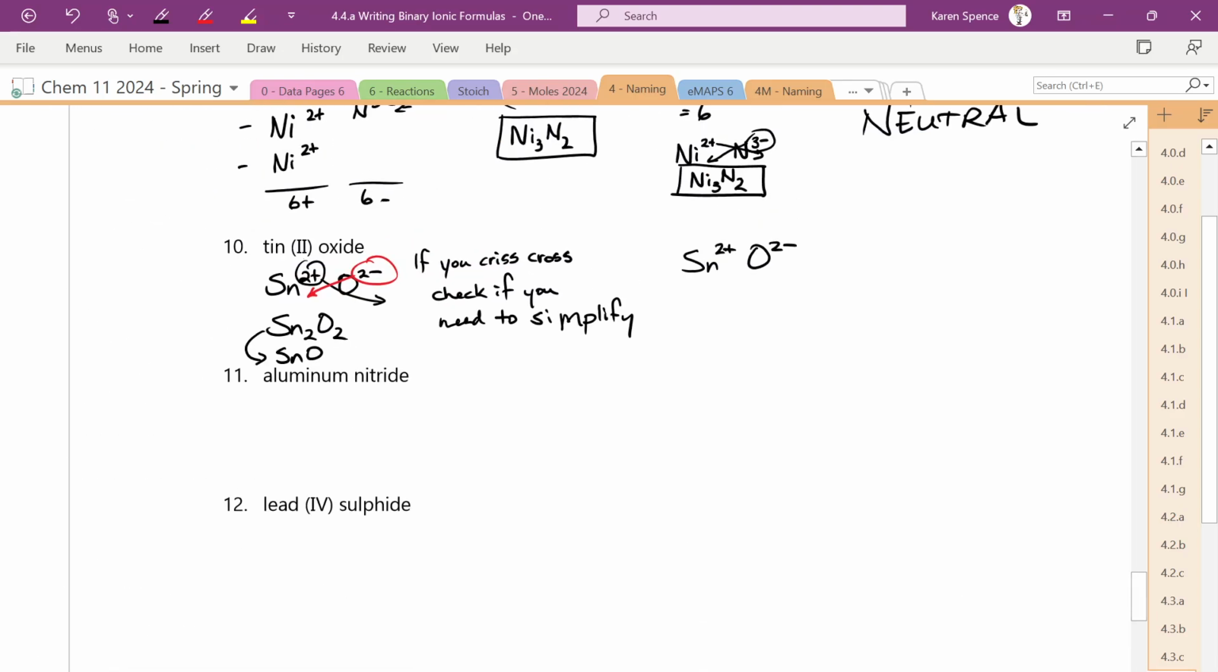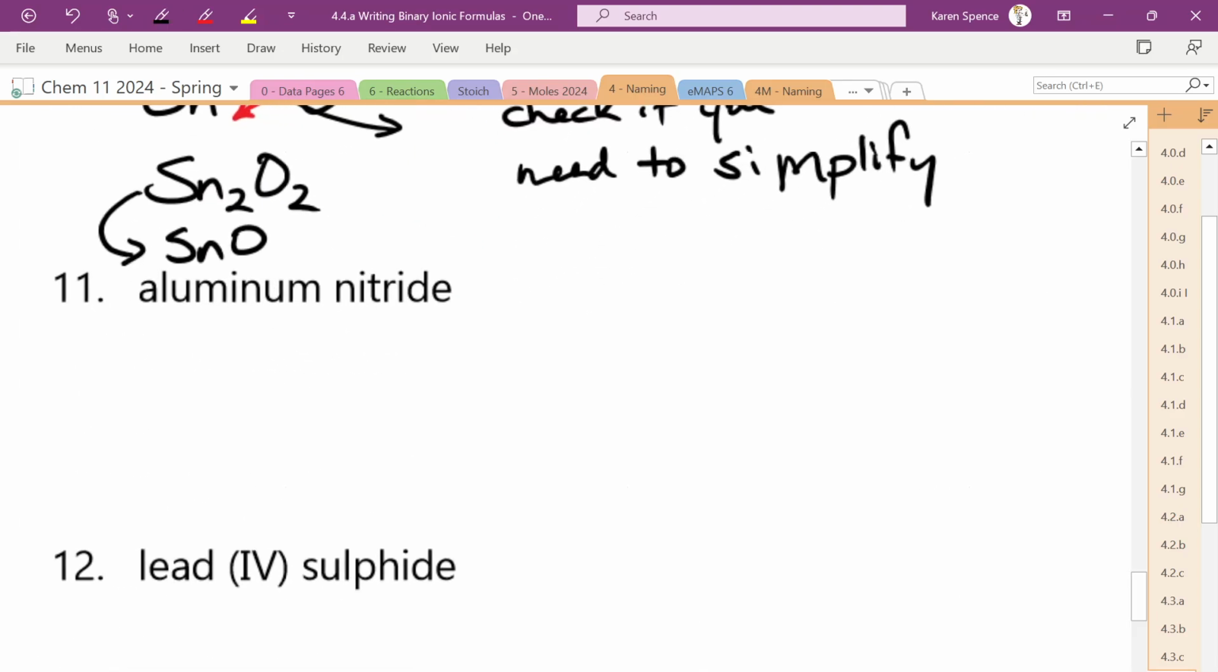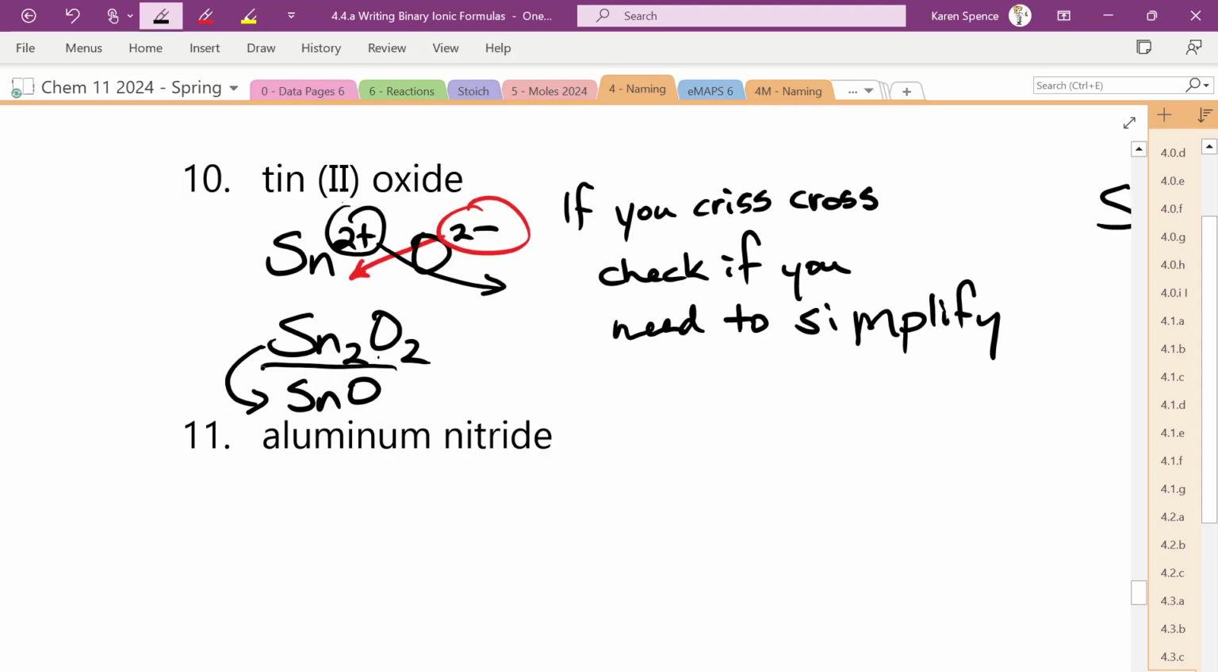For this one, SnO, because we divided both of them by 2. So you guys are going to do the rest of that page.